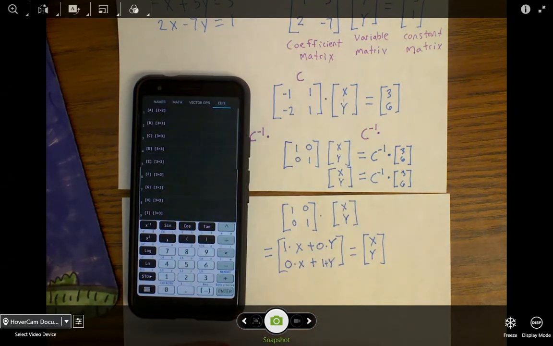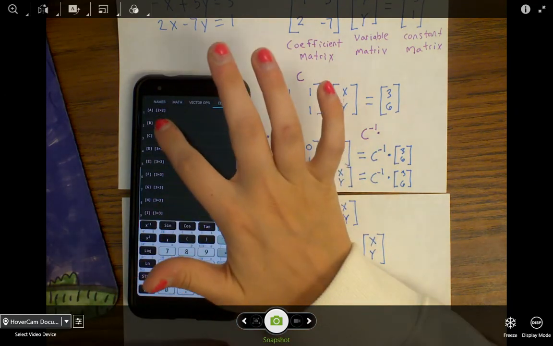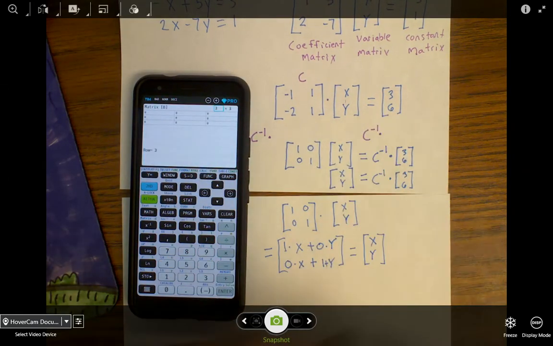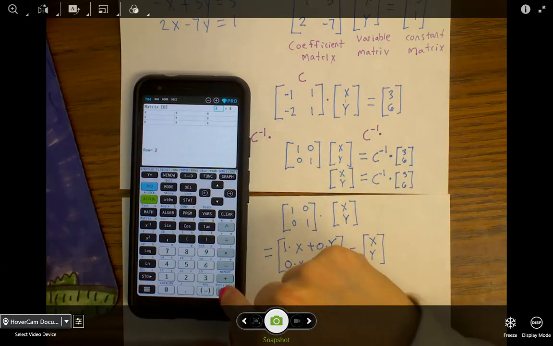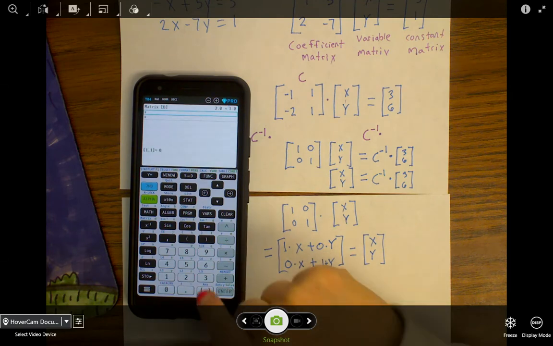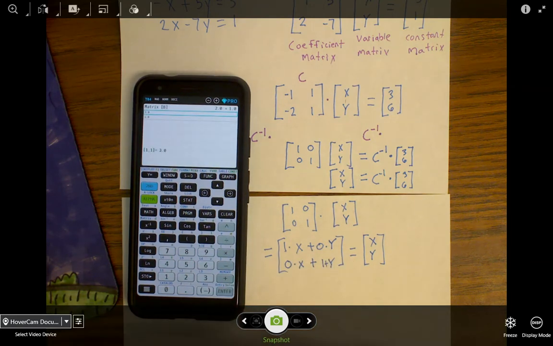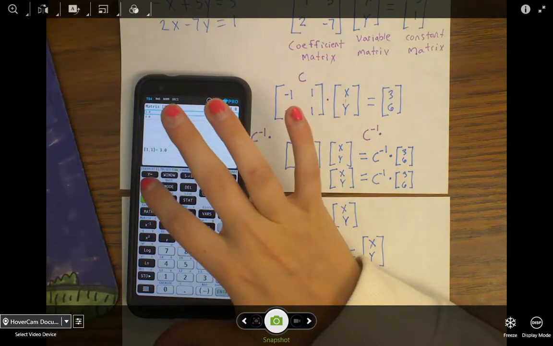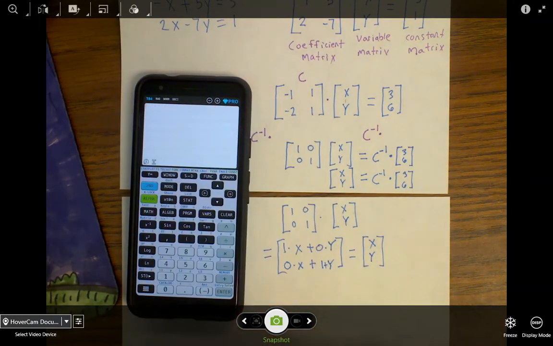I'm going to edit, but this time I want to edit matrix B, and I want to turn that into my constant matrix. So that is going to be a 2 by 1, and it gives me a 2 by 1. So then I'm going to have 3 and 6. So now I have both of the matrices that I need. So a second and quit again.